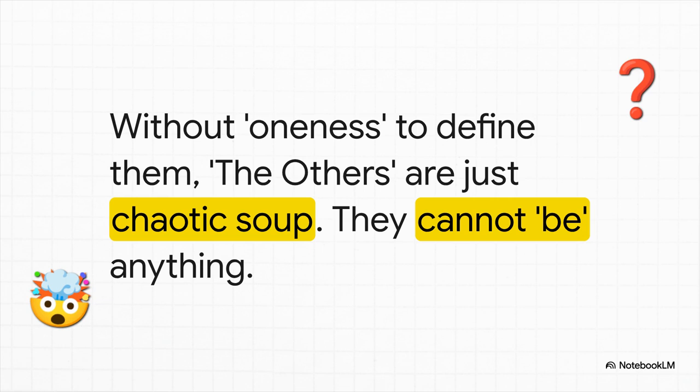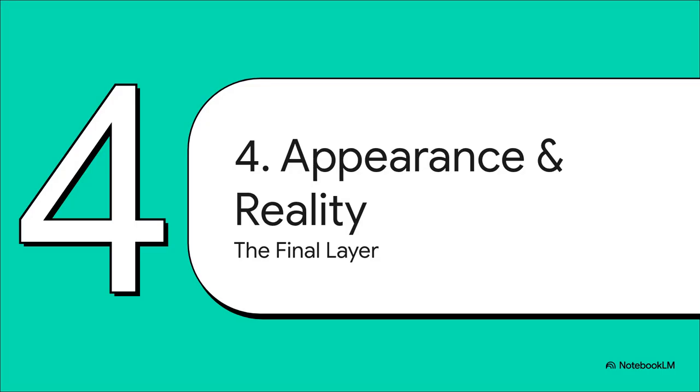How can you have many things if you don't first have a concept of one thing? How can you have a collection of chairs if you don't have the idea of one chair to begin with? Plato's point is that without the concept of one to group things and give them identity, the others just dissolve into this messy, undefined chaos. So without the one, the others can't really be anything at all. So existence itself starts to look kinda slippery, doesn't it? It all depends on your perspective.